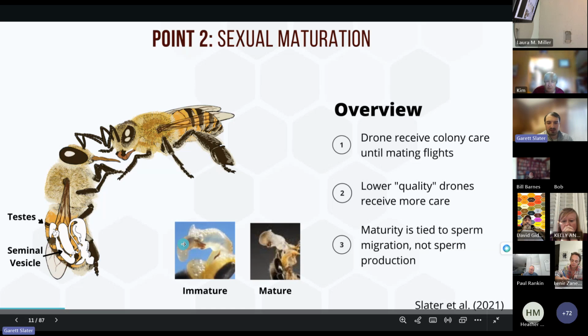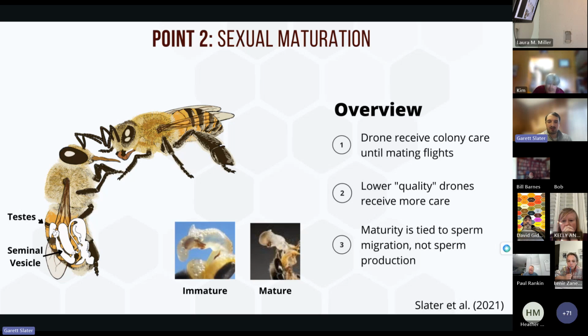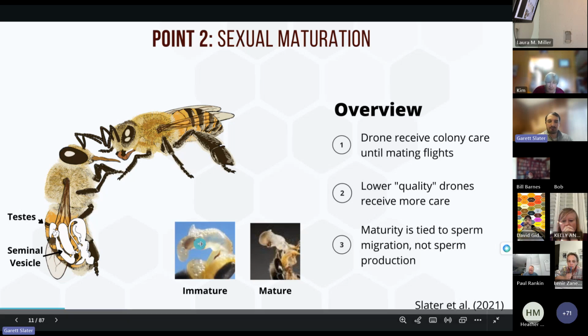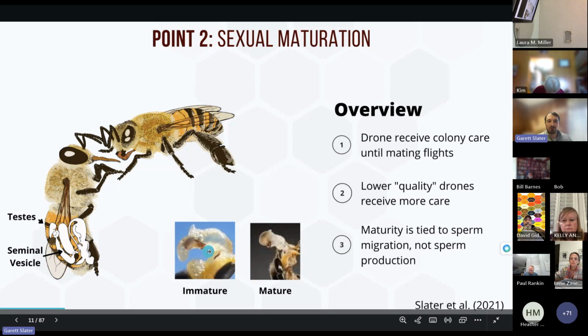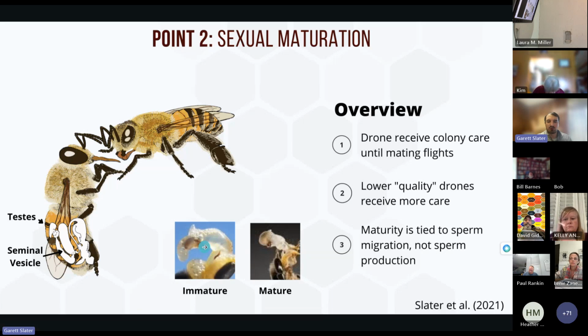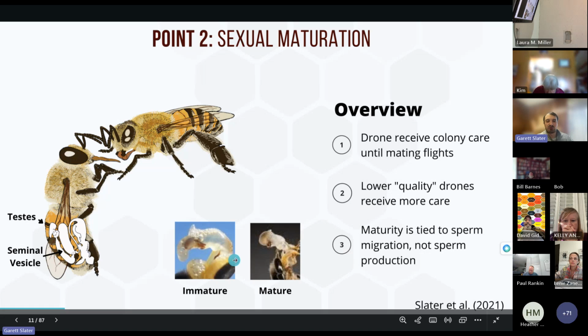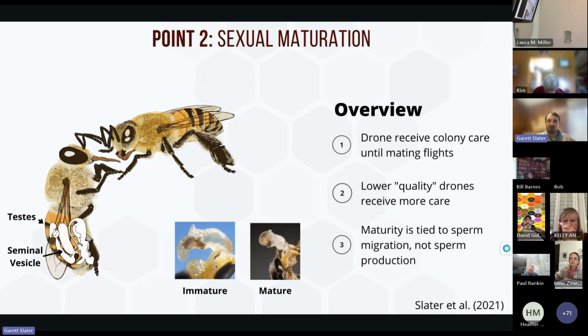Now, this is what an immature drone versus a mature drone looks like. If you take a drone and squeeze it, its endophallus will pop up. Basically, this whole organ will pop out and be everted outside the drone. This is the part that goes into the queen and actually inseminates the queen. And here are the horns right here. These horns go inside the queen and make sure that the drone is locked into the queen during insemination.